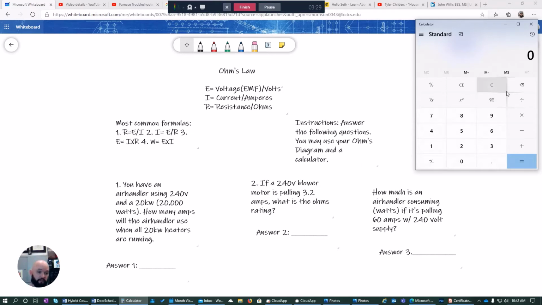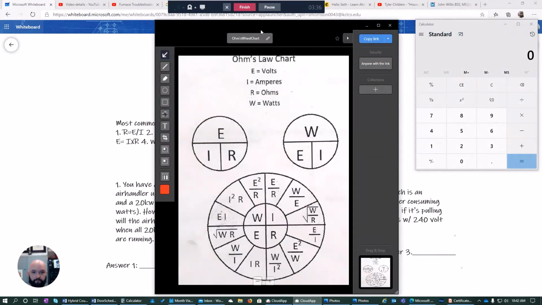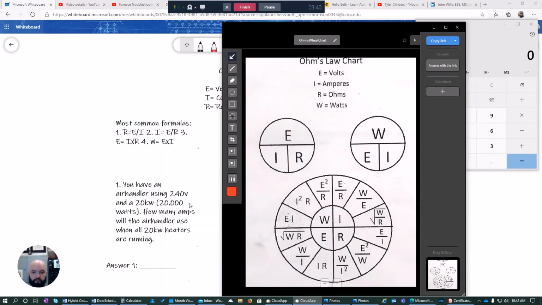Good question. Let's pull our wheel back up. First thing you want to ask yourself: what two values do I know? I know that I have 240 volts, and I also know that I have 20,000 watts, or 20 kilowatts. So I have voltage and wattage, and I'm trying to find my amperage. If we go to our wheel, voltage and wattage, watts divided by volts gives us our amperage. Do you see how this wheel works? I plug in my 20,000 watts divided by my 240 volts, and I will get my amperage.